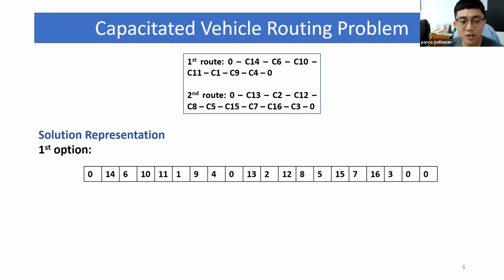The first option is represented in a single dimensional array, or a single dimensional list. Considering these two routes, we try to put them into the one-dimensional array. We start with the first route 0, 14, 6, 10, 11, 1, 9, 4, 0. That is the first route. And then we continue with the second route 13, 2, 12, 8, 5, 15, 7, 6, 16, 3, 0.